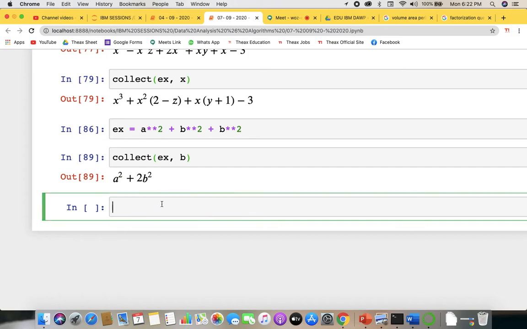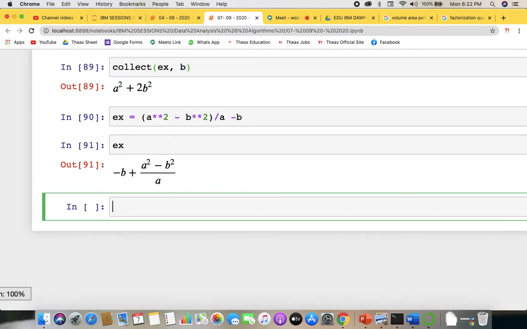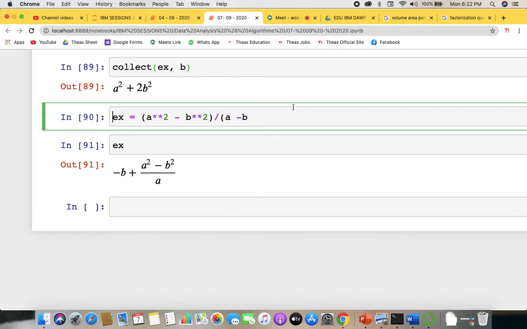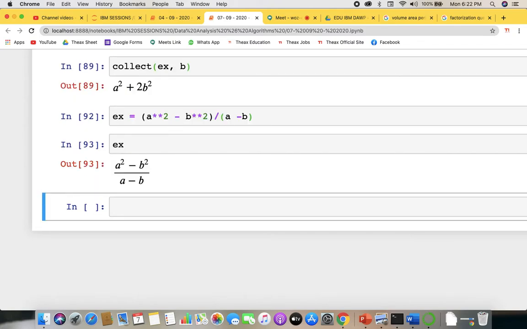Okay, sir. So that's the working of collect. Moving ahead, next we have factorize, similar to that, cancel. Like if I say an expression which is a square minus b square, divided by a minus b. So if this is an equation, it says a square minus b square by a minus b, what's the value? A plus b, a minus b, and then a plus b would be the value. Right or wrong?